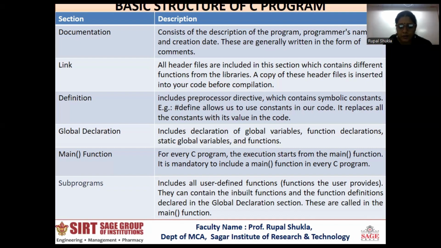Main function. For every C program, the execution starts from the main function. It is mandatory to include a main function in every C program. Subprograms include all user-defined functions, which are provided by the user. They can contain the inbuilt functions and the function definitions declared in the global section. These are called in the main function.